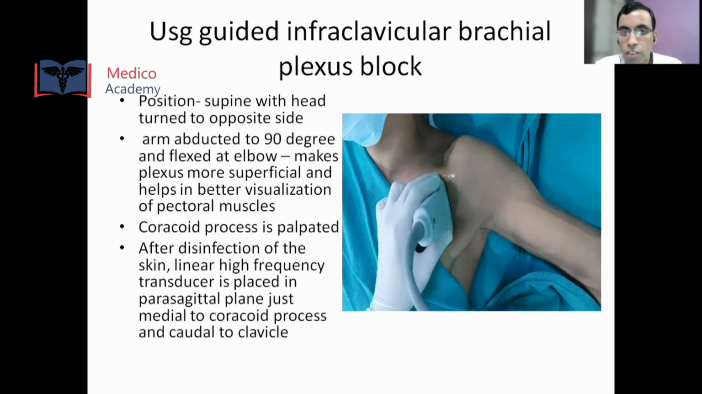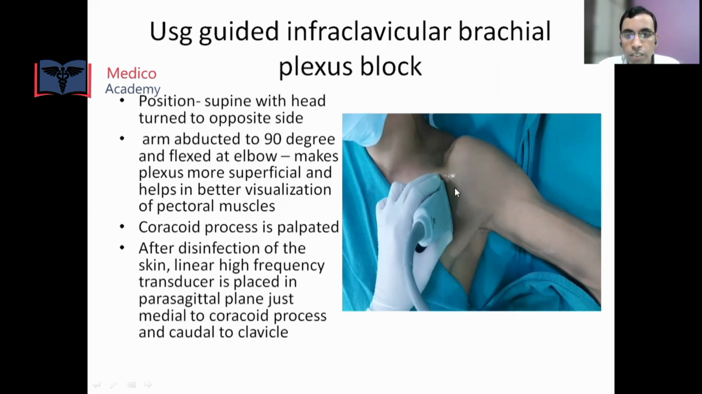Now, for ultrasound-guided infraclavicular brachial plexus block, again, the patient is placed supine with head turned towards the opposite side. The arm is abducted to around 90 degrees and flexed at the elbow. This makes the brachial plexus more superficial and helps in better visualization of the pectoral muscles.